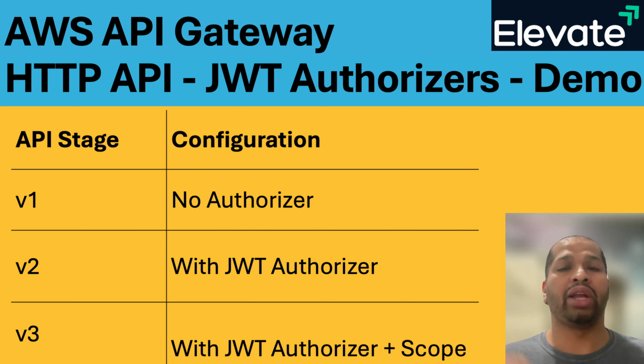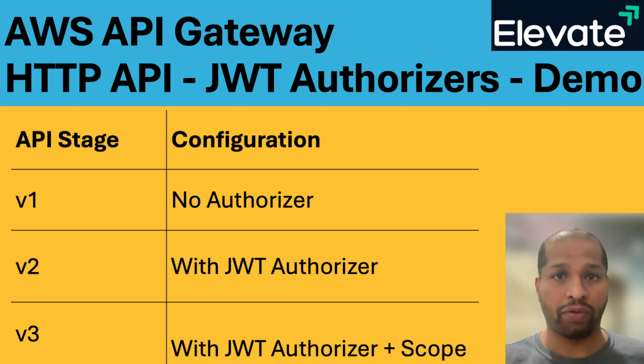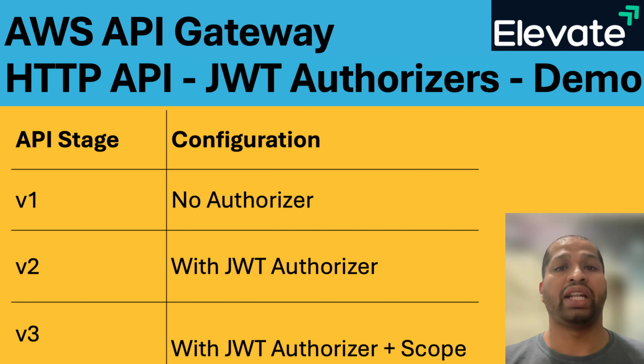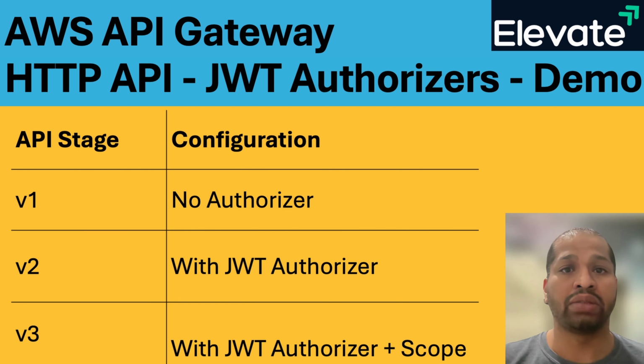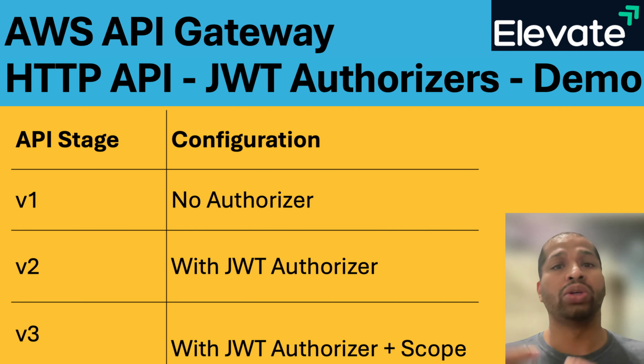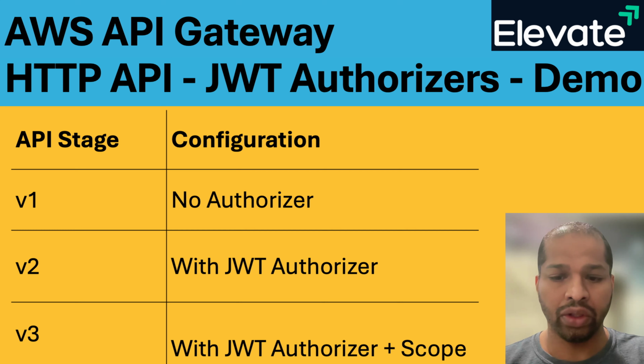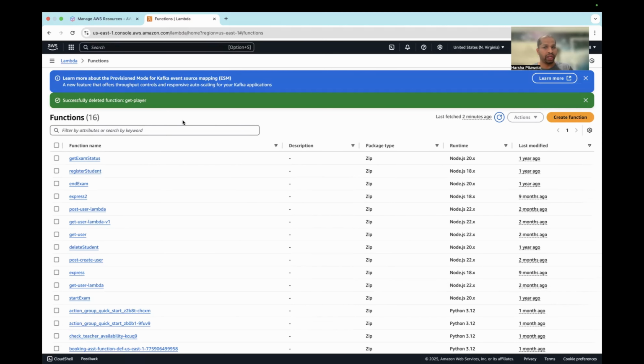This API gateway will be backed by a Lambda function, and then we will see three versions of this API: one without any authorization, one with some authorization with a JWT token, and then a further enhancement with a scope. So only those specific scopes will be allowed to access our API endpoint. Let's get started. First of all, we need to create the Lambda function.